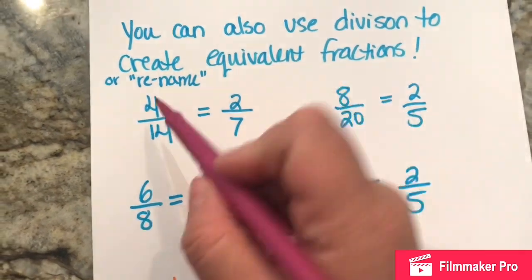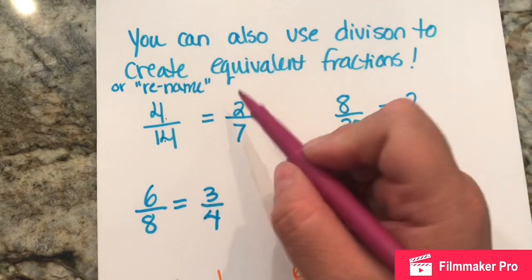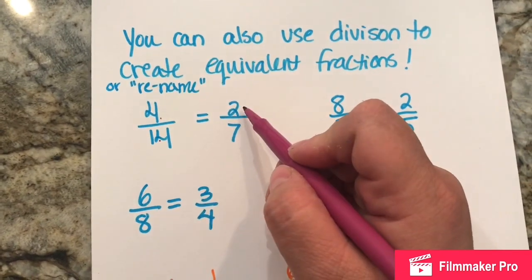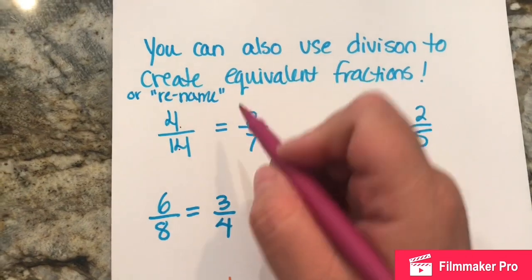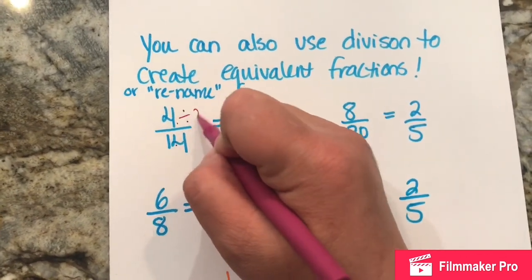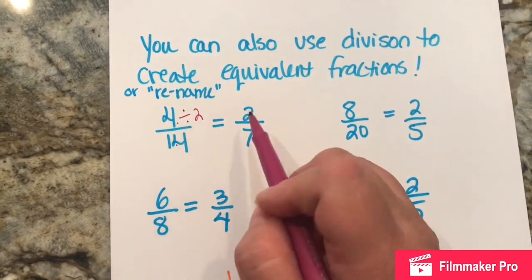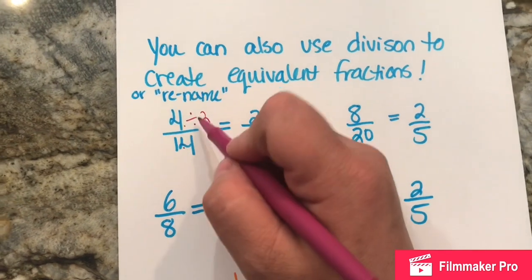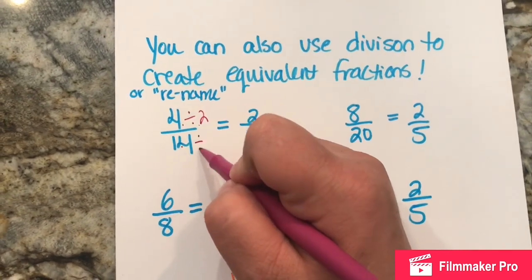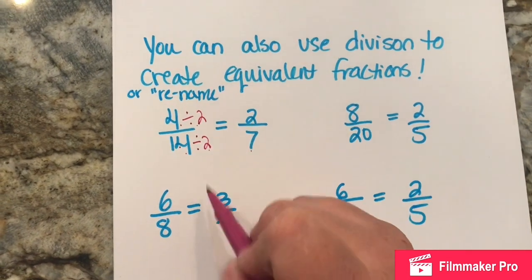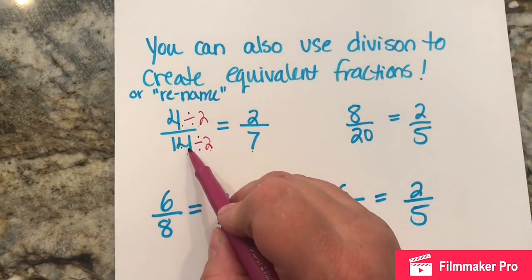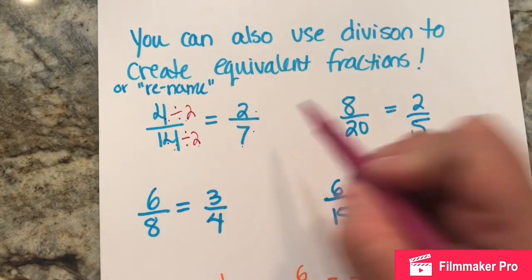So for example, if they give you 4/14 and you need to figure out if 2/7 is equivalent, you think to yourself, how do I get the 4 down to 2? I simply divide. So 4 divided by 2 got me to 2. So then whatever I did to the top, I must also do to the bottom. 14 divided by 2 gets me down to 7. So I know that 4/14 is equivalent to 2/7.